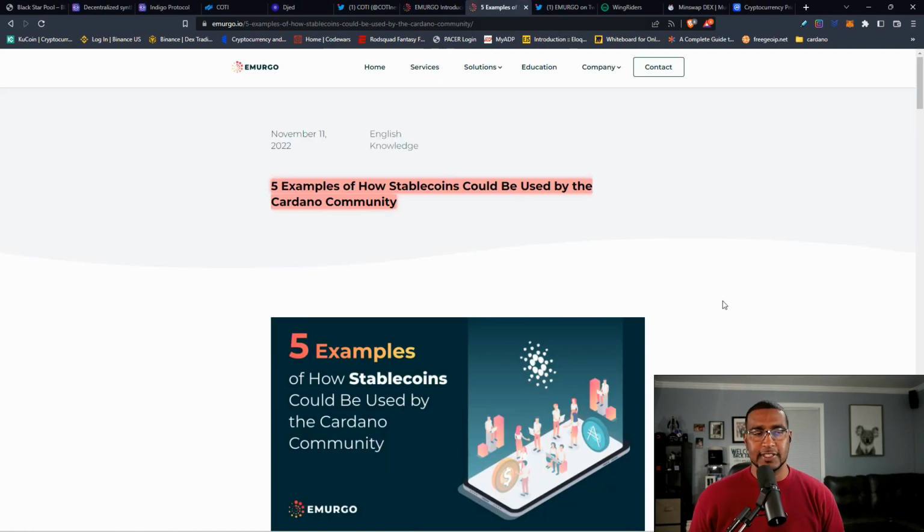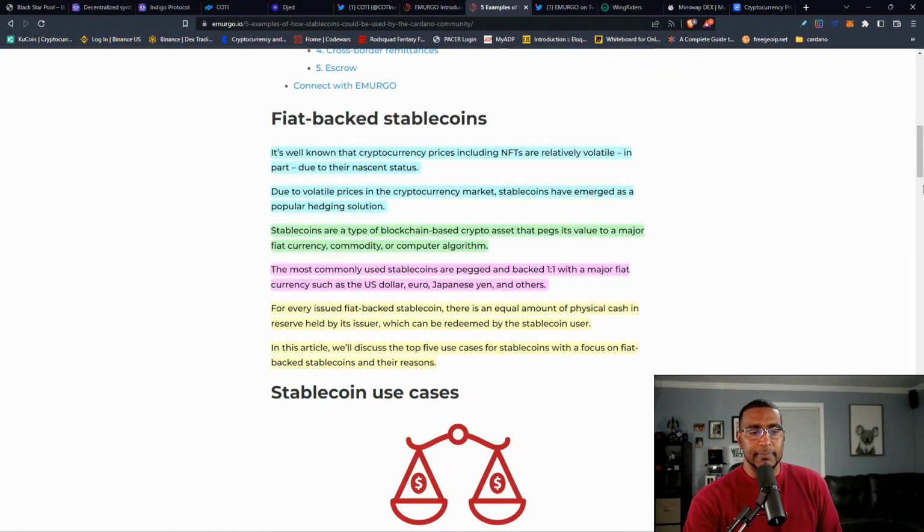So Emurgo continues to say there are 5 examples of how stablecoins can be used by the Cardano community. Now, I'm not going to get into all of them in detail, but we're going to talk about them real quick. Fiat-backed stablecoins. It is well known that cryptocurrency prices, including NFTs, are relatively volatile in part due to their nascent status. Due to volatile prices in the cryptocurrency market, stablecoins have emerged as a popular hedging solution.